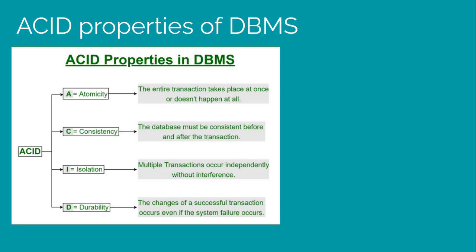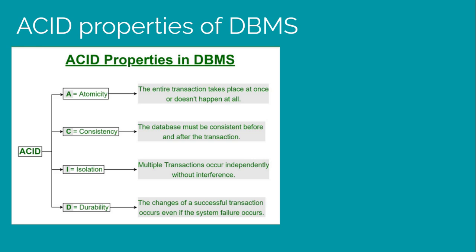And then moving on, C in ACID properties stands for consistency. So what this means is, when we define a transaction in a database, that transaction must adhere to some of the constraints that we have defined previously. So a transaction can only occur if it's transferring a database from one consistent state to another consistent state. If the database is moving from a consistent state to an inconsistent state, the transaction will not occur. So that's consistency.